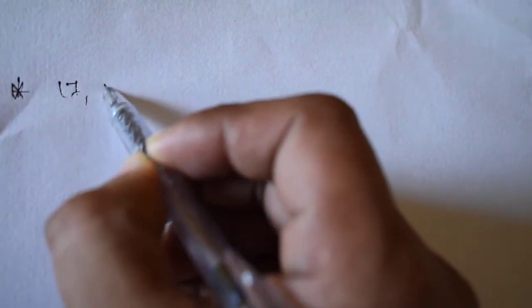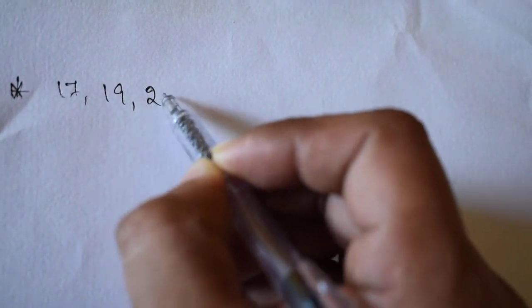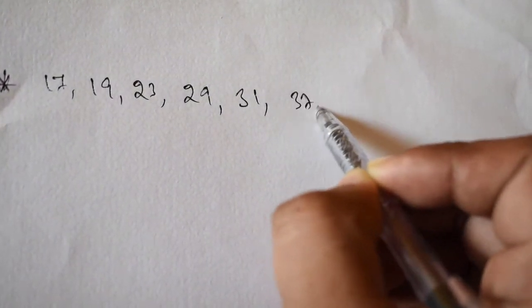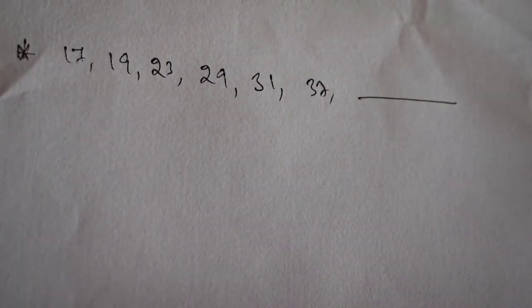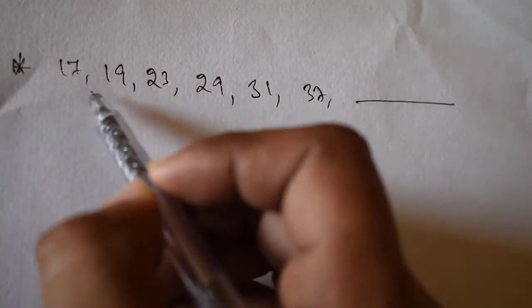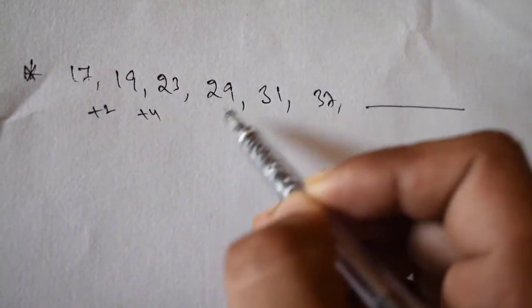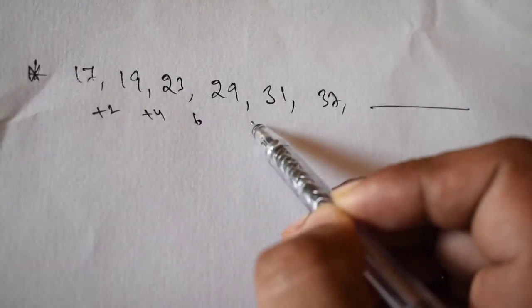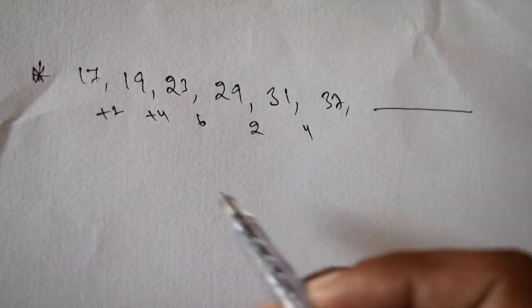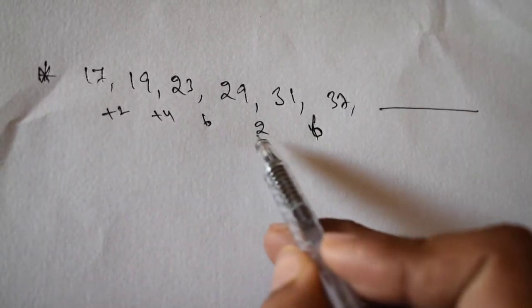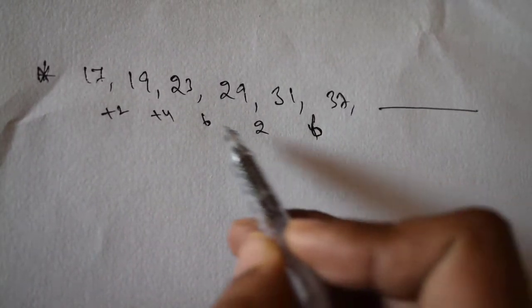Let us take another example. 17, 19, 23, 29, 31, 37 and so on. Here when you see the difference between these two, it is 2. Then here it is 4. Here it is 6. Here it is 2 and here it is 4, here it is 6. There is no continuity in the difference between these. This is not at all a progression.